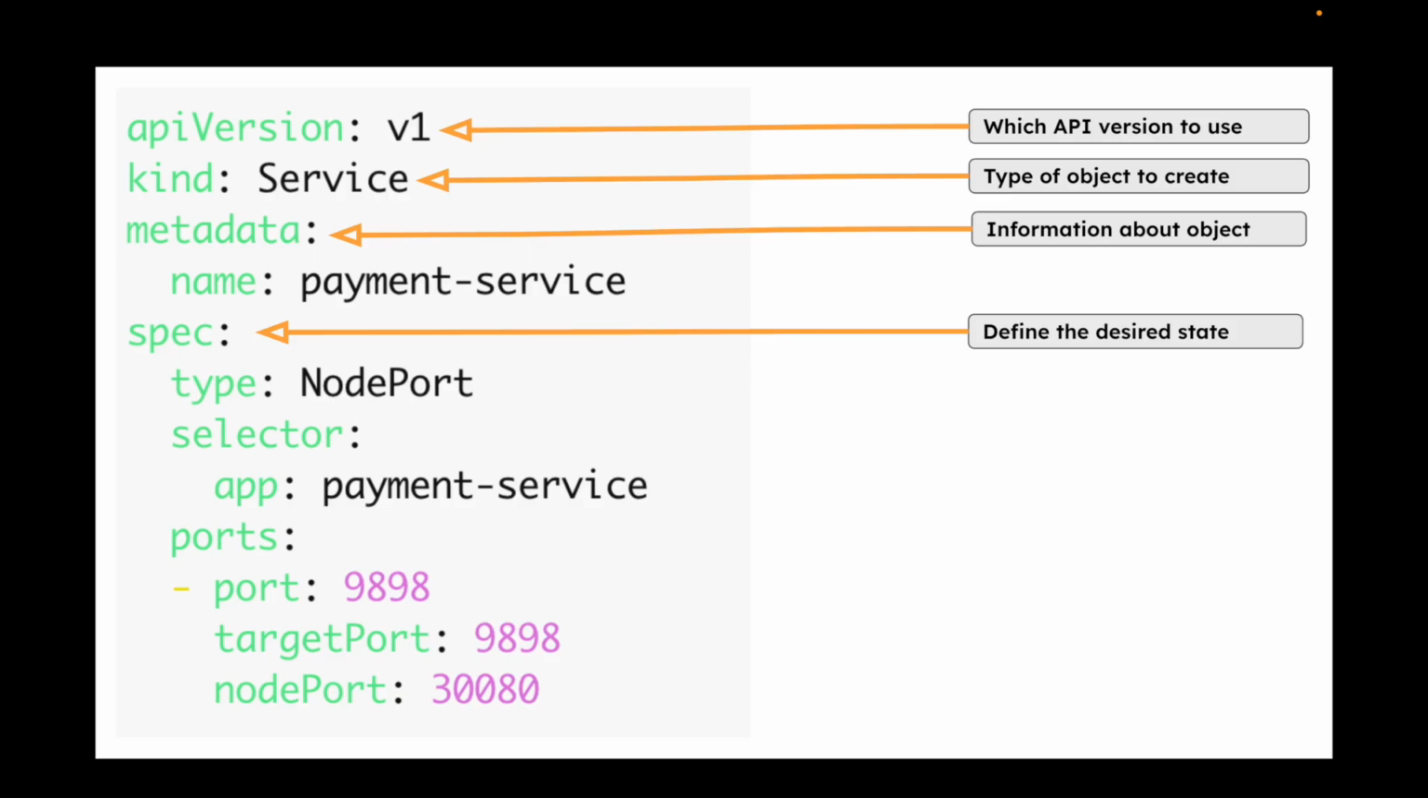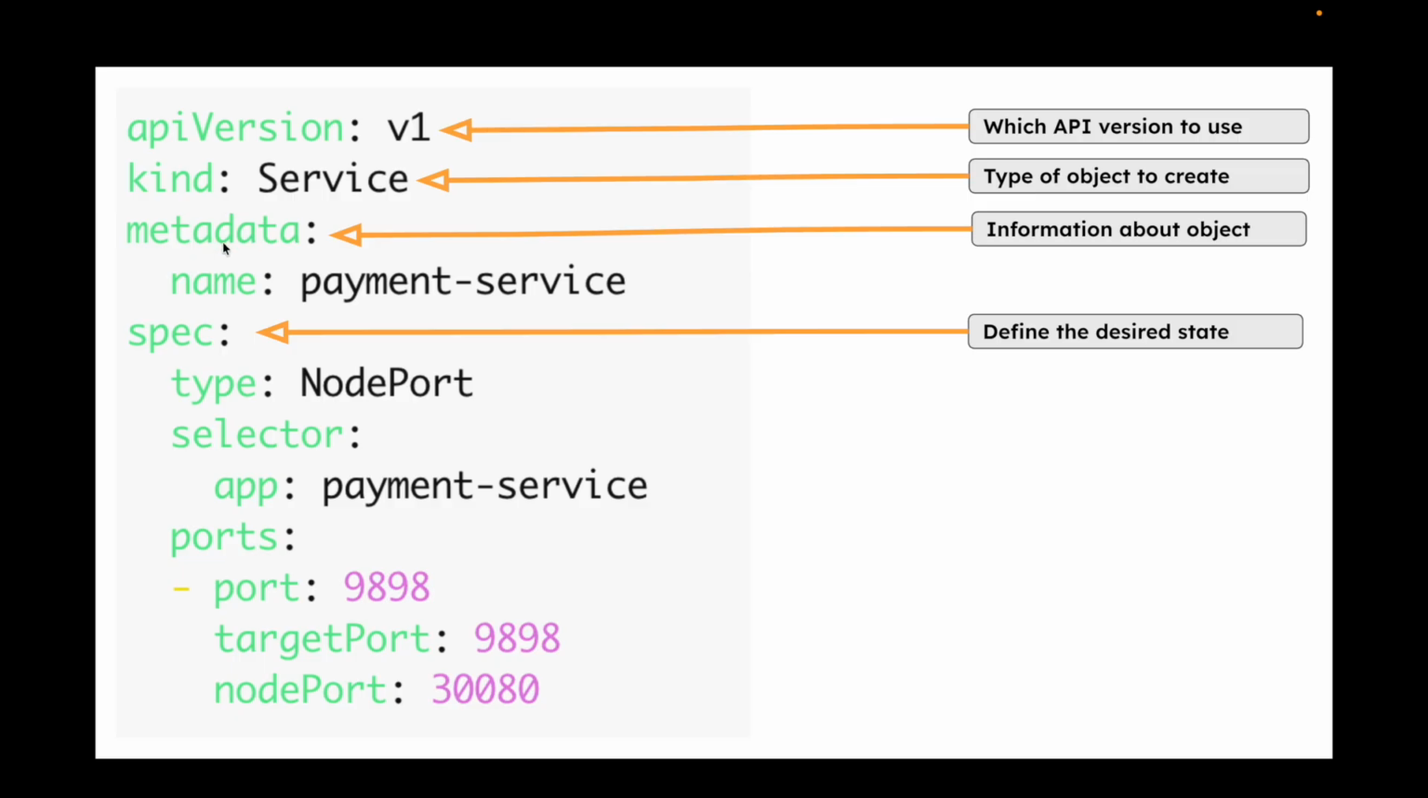So API version is basically where we are telling Kubernetes which API version to use. So in this case, we are telling v1. Depending on the kind of object you are creating, you will have a different API version. For service, it is v1. For deployments, it's a different API version. For pods, it's a different API version, and so on. Next, you have the kind. Now this is where we specify the object that you want to create. So in this case, we're saying that we want to create a service. Likewise, if you want to create a pod or a deployment, that information goes in kind.